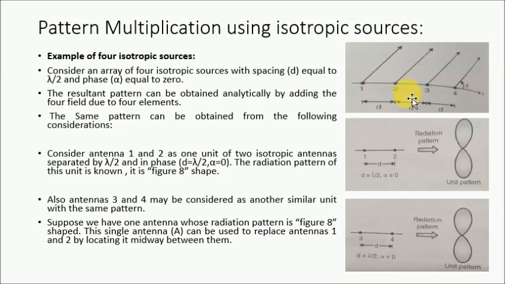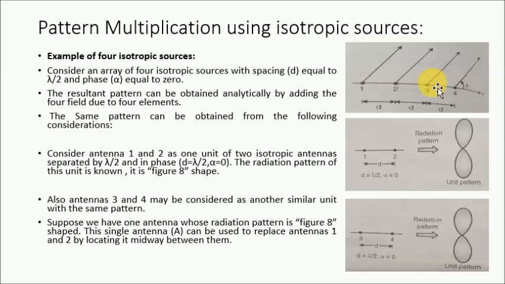So if alpha equal to 0, the pattern is always the broadside pattern. The resultant pattern can be obtained analytically by adding the 4 fields due to the 4 elements. Now there are 4 elements and we need to obtain the radiation pattern, and the same pattern can be obtained using this method.